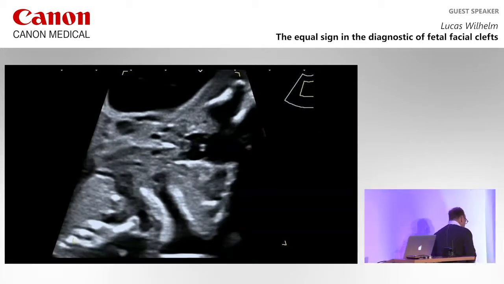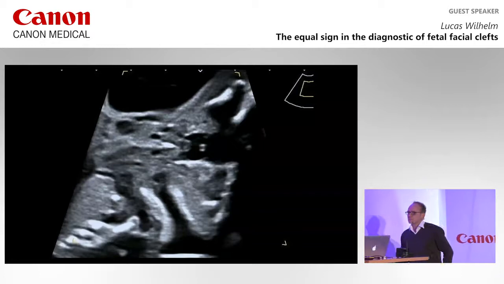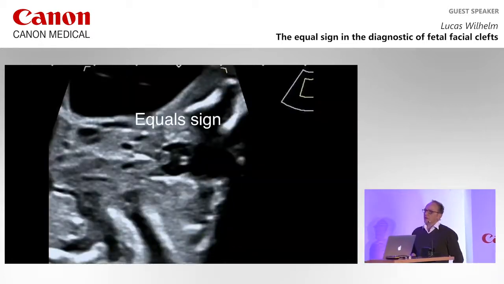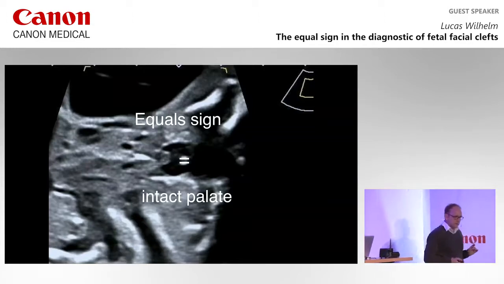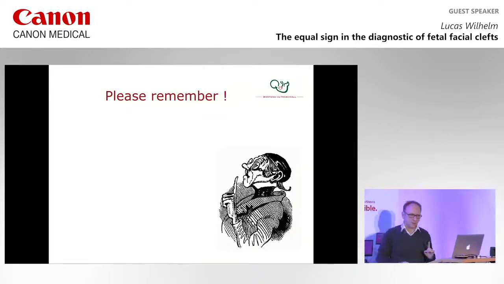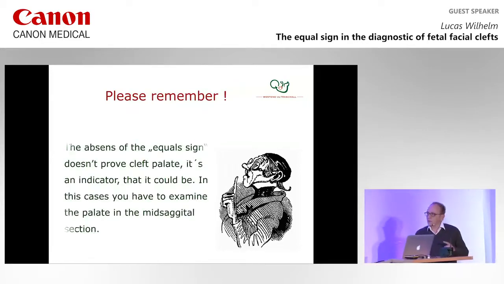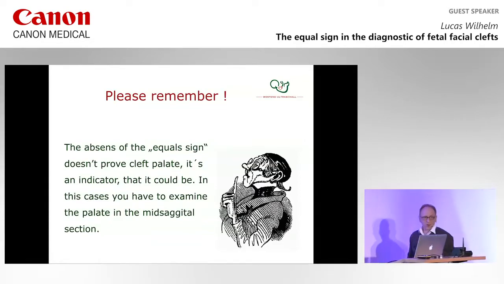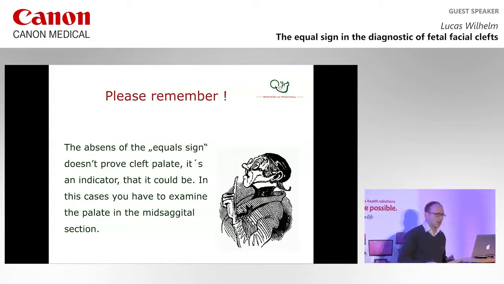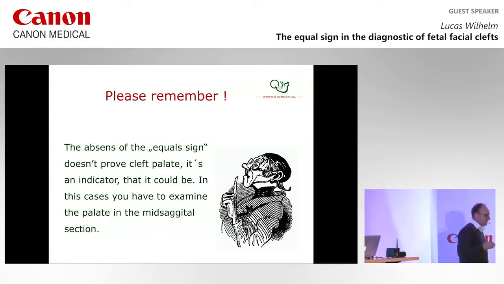So that's the point in routine examination. If you see the equal sign in this way, you can be sure that the palate is intact. But please remember, we speak about an indicator. So the absence of the equal sign doesn't prove a cleft palate. It's only an indicator that it could be. And in this case, you have to examine the palate in the mid-sagittal section.